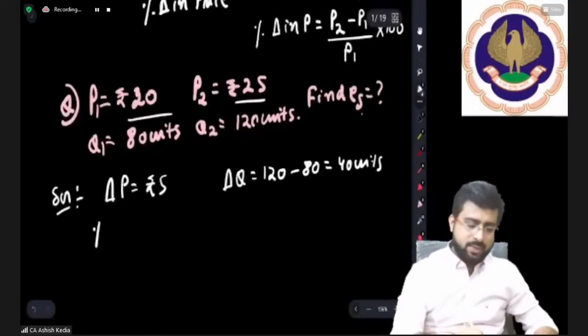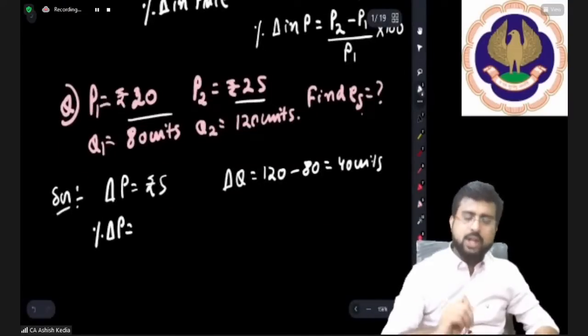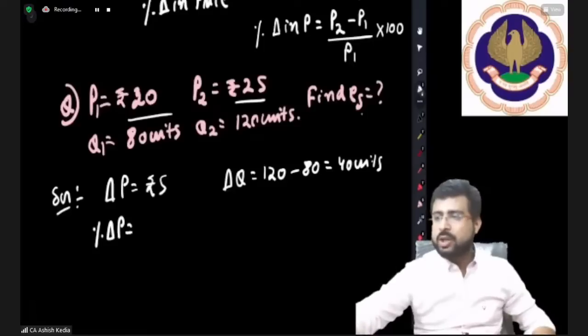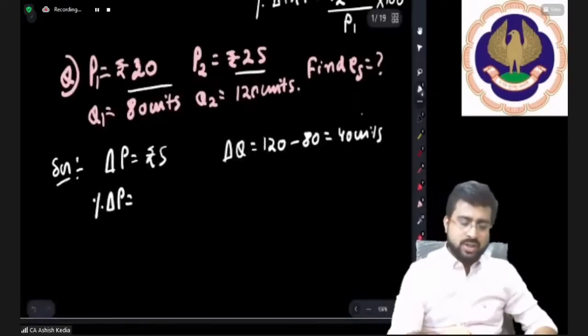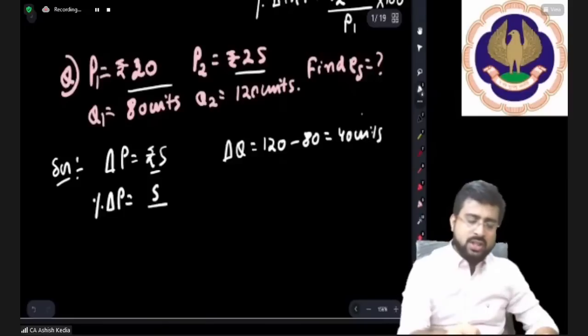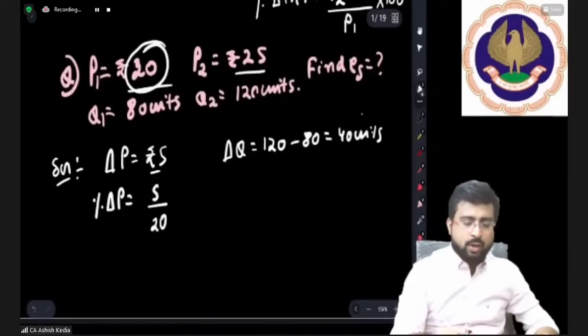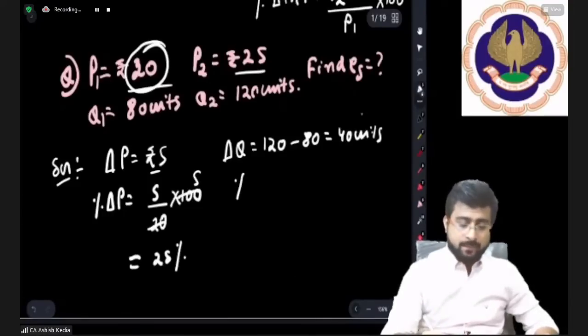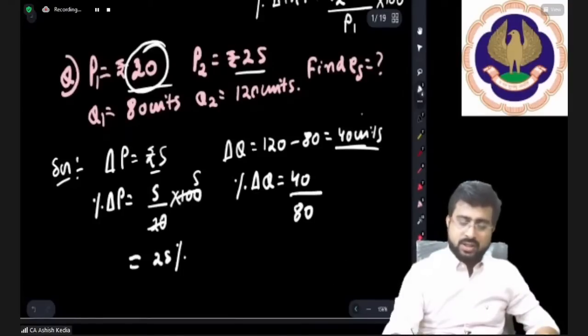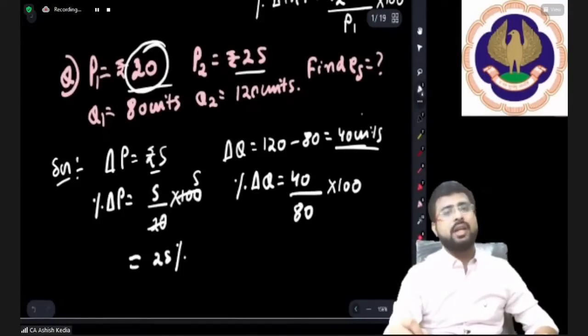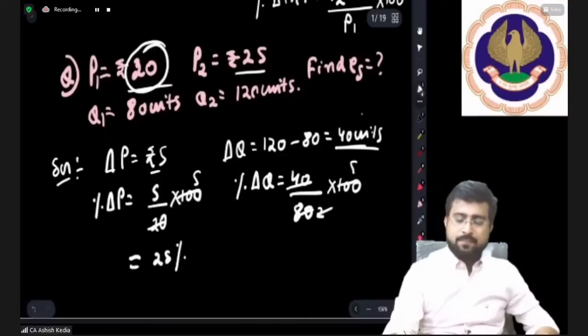Now we will calculate percentage change in price. To calculate percentage change in price, friends, always take the change in price by original price, which is 20, and to convert it into percentage you multiply 100, so it gives you 25%. Similarly, if you want to calculate percentage change in quantity, it's 40 units divided by original quantity, which is 80 units, into 100. So if you solve it, my dear friends, you are getting 50%.